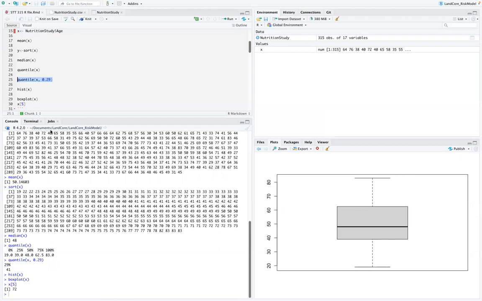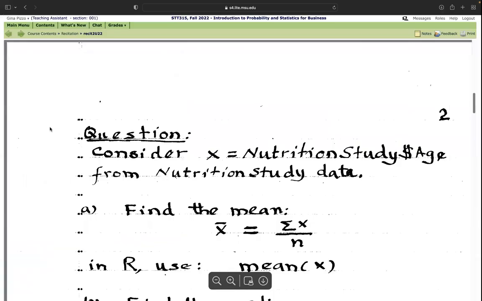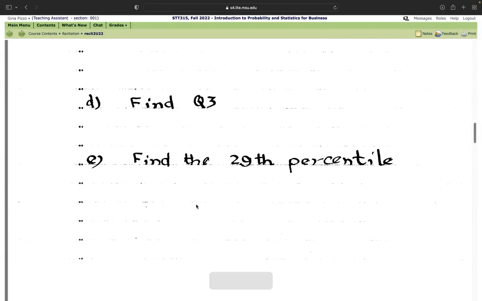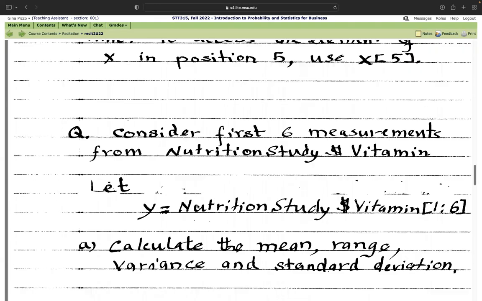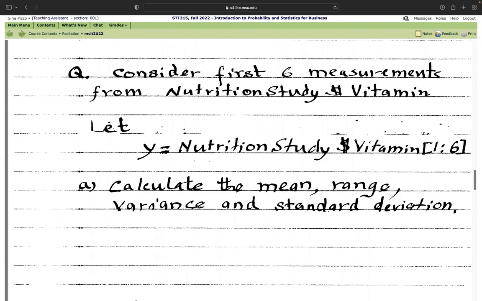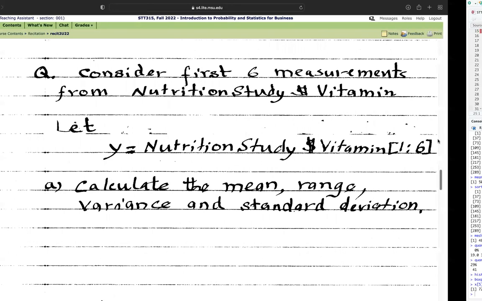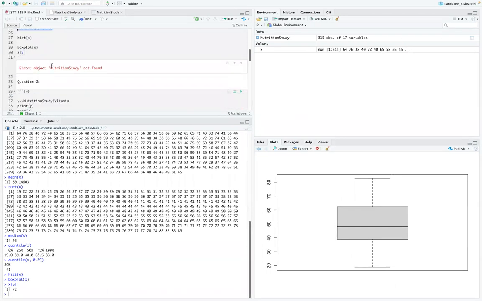And right, so now let me go back. So we did all of this, and now we are on this question. We're going to consider the first 6 measurements from the nutrition study, vitamins. So now we're using the vitamin column, and we're going to make that our Y. We're interested in using vitamin 1 through 6. Okay, so I'm going to label this as my Y.